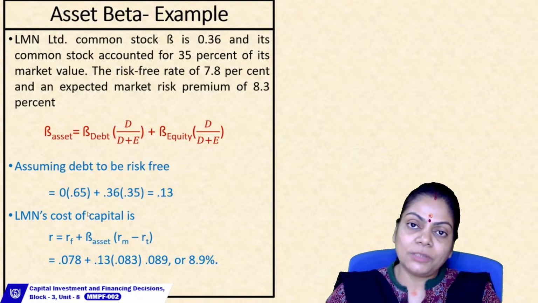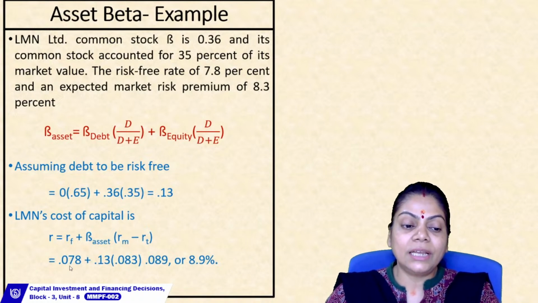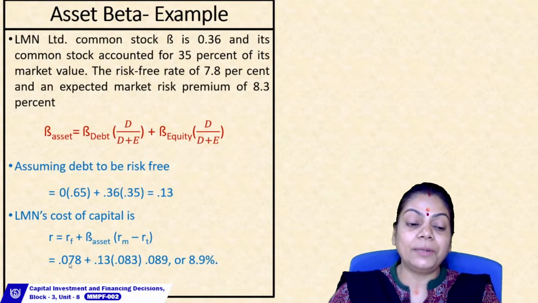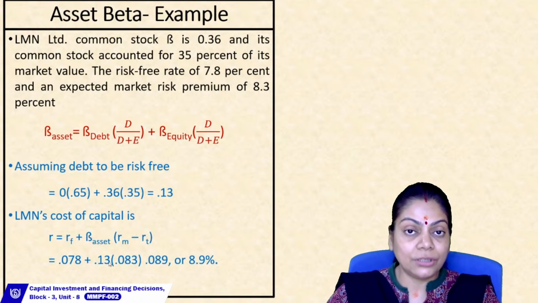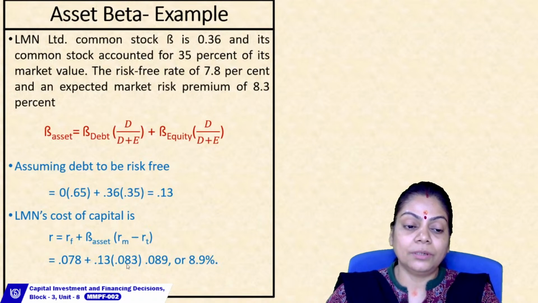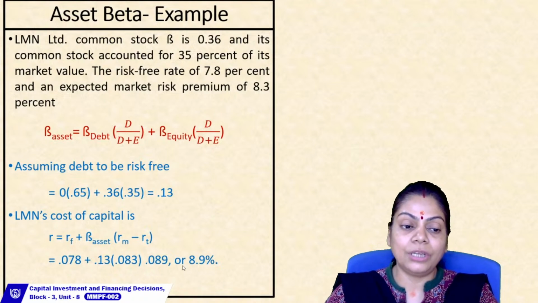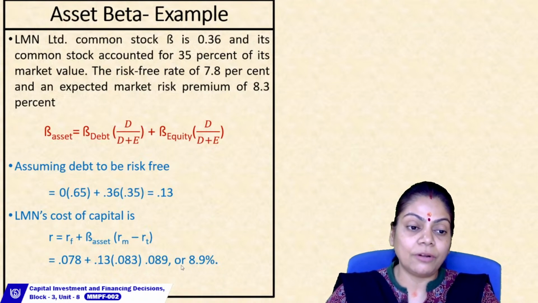Now, the cost of capital of this particular firm, how can it be computed? We can plug in the values into the CAPM equation. That is again the risk-free rate of return 7.8% plus the asset beta, which is the beta of the firm, which we just calculated as 0.13, into 8.3%, which works out to 8.9%. I guess this calculation is correct. So this works out to 8.9%. Now the point is, 8.9% is a very low rate of return for this particular firm.